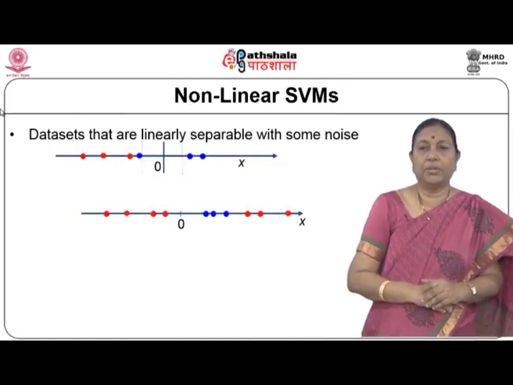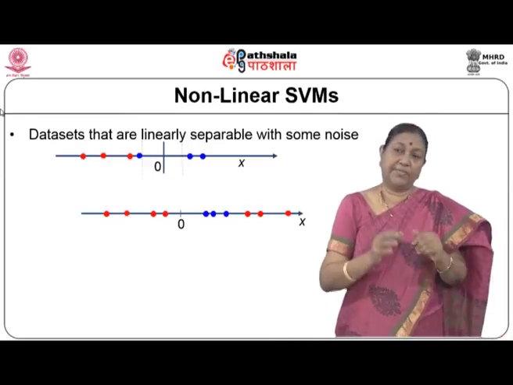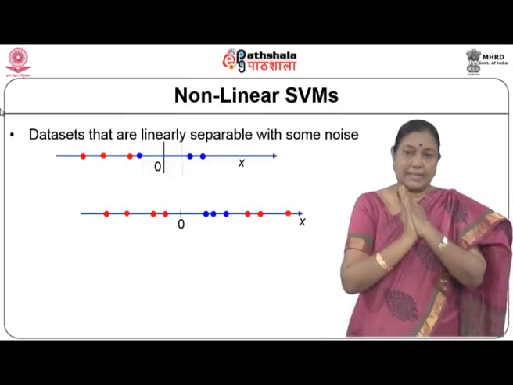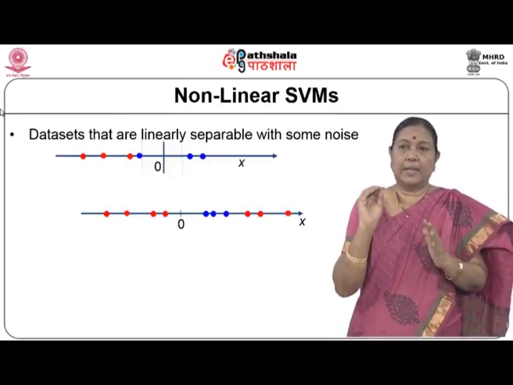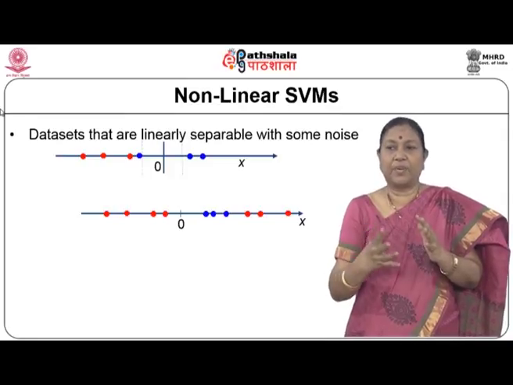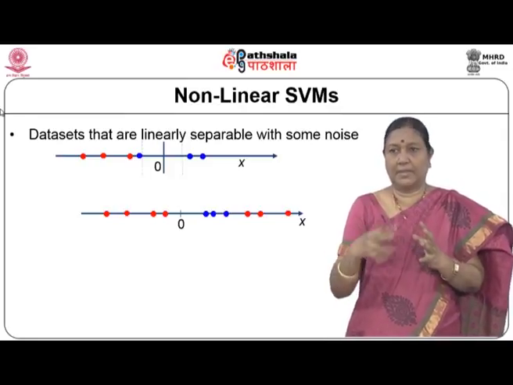Now, let us go into non-linear SVMs. What we did there was three things. One, we assumed that it is linear. Then we said that there may be some noisy data, so we had to introduce slack variables, and we went in for what was called a soft margin rather than a hard margin.